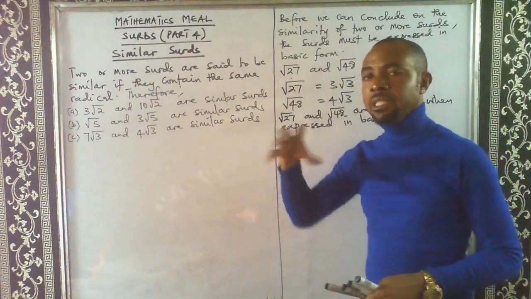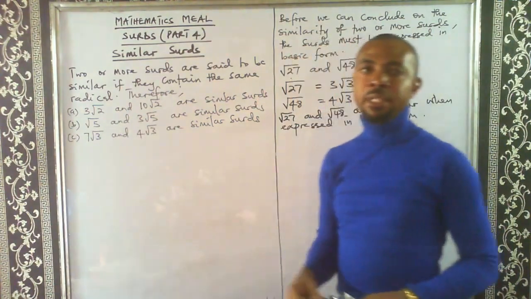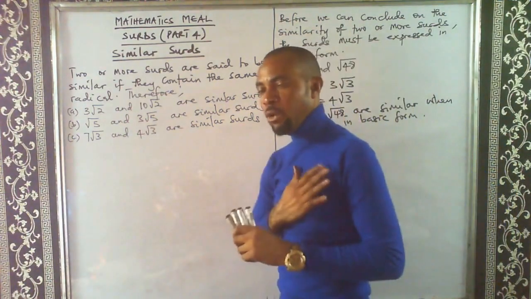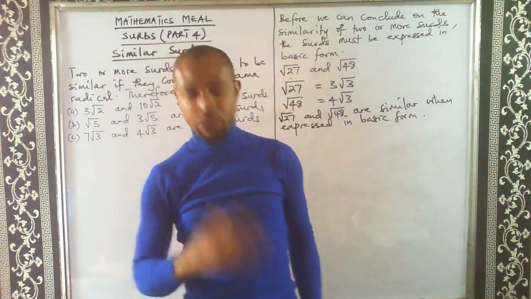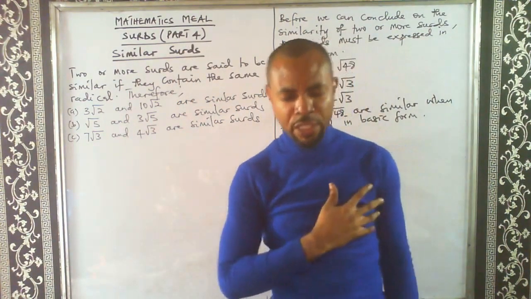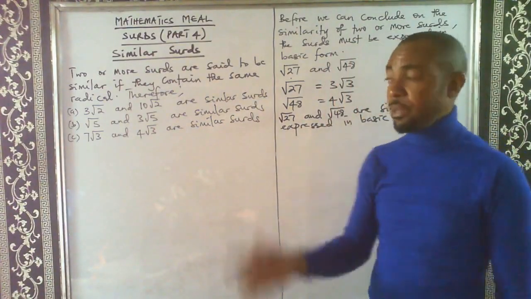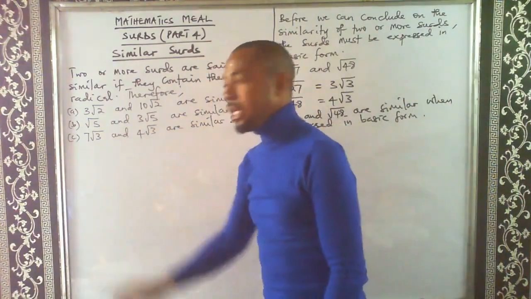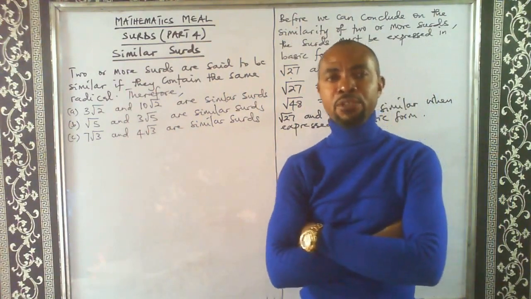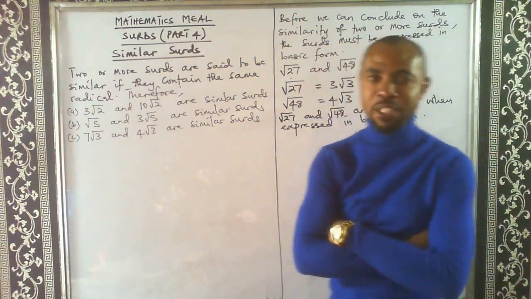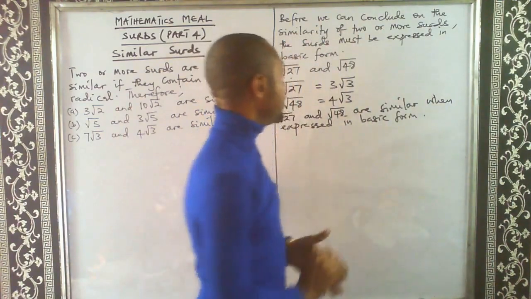The first point is that two or more salts are similar if they contain the same radical. If they contain the same radical, they are similar salts. You can even touch your heart now and say, oh, my dear similar salt. Then secondly, don't conclude on similarity of salt until you have expressed the salts in basic form. That's all we can take on similarity of salt.